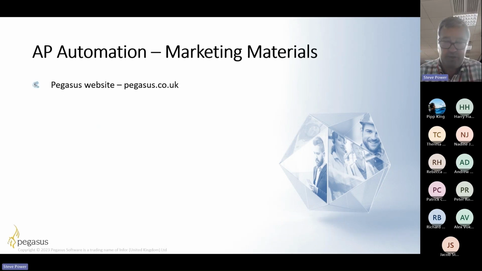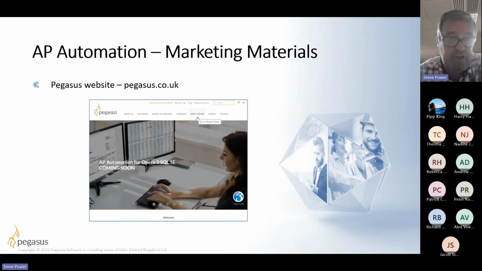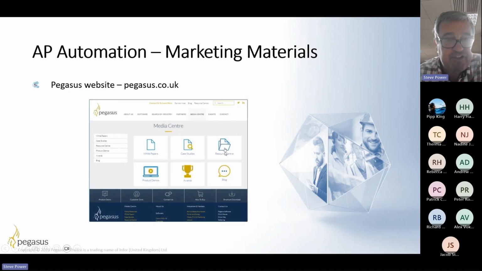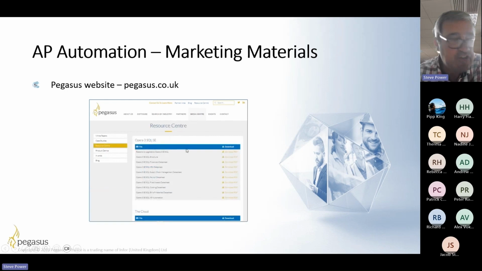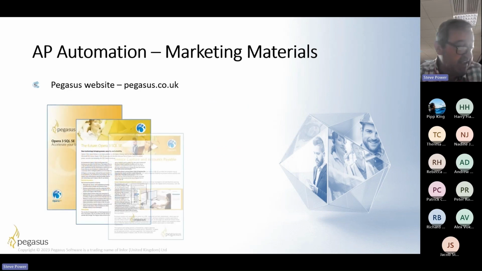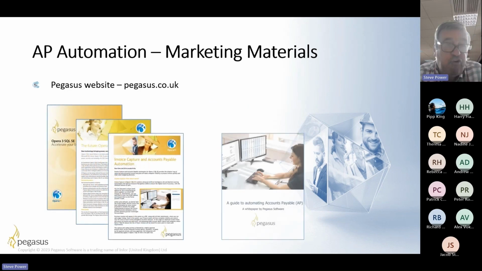If you go to the Pegasus website, pegasus.co.uk, if you go to the Media Center and go and have a look at this Resource Center, there's a whole host of materials there. But the ones that I would suggest that you should look at, first of all, will be the Opera 3 SE brochure. This gives you a great overview of the concept behind the product and describes the functionality and things like that. The second one, however, is this reasons to upgrade guide.